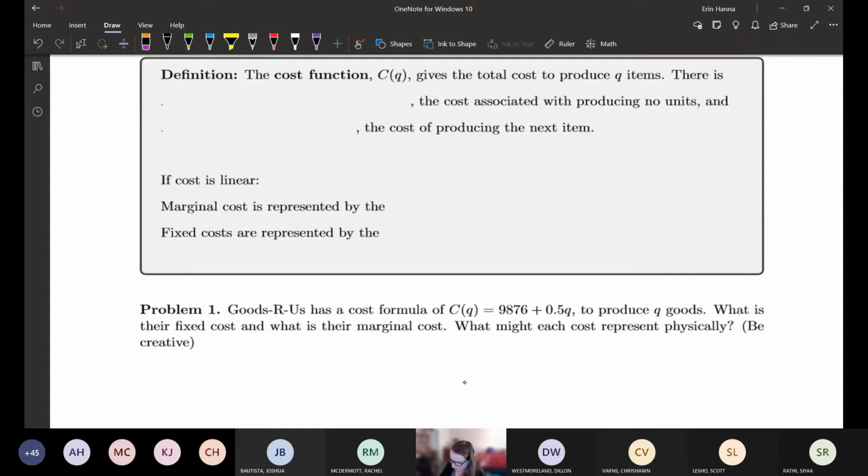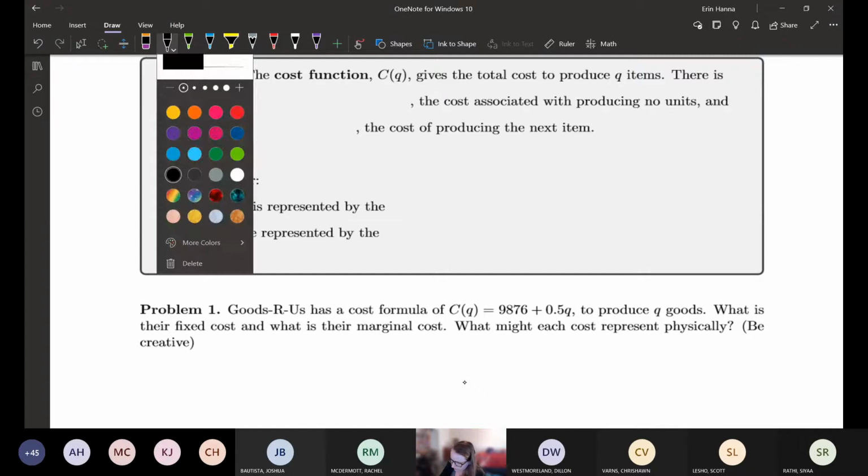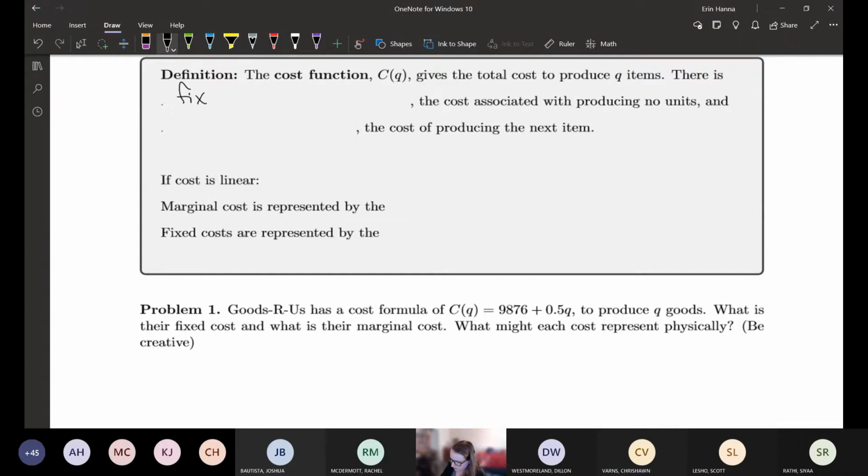There is something called the fixed cost, which is the cost associated with producing no units. So essentially, it's usually the material cost, or renting out an office space or a warehouse space or something like that. Essentially things that you have to pay no matter whether or not you actually make any things.